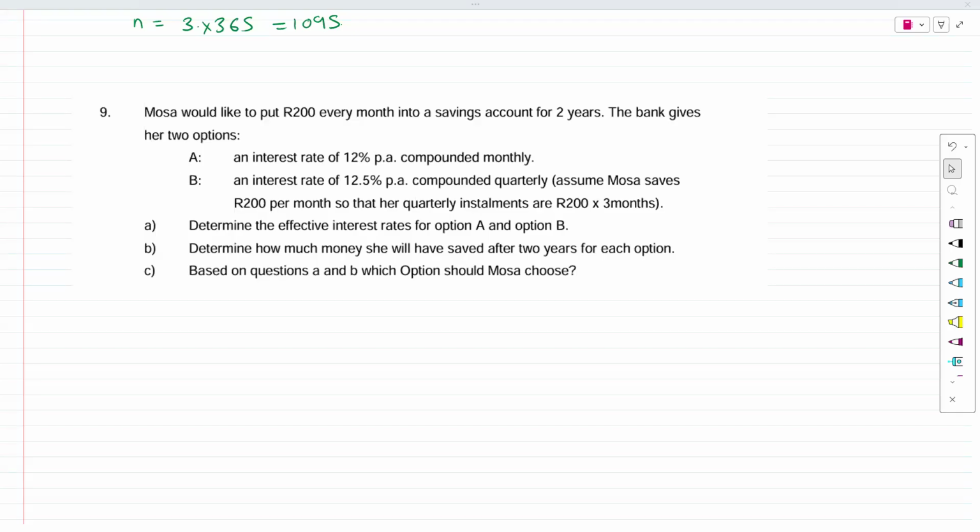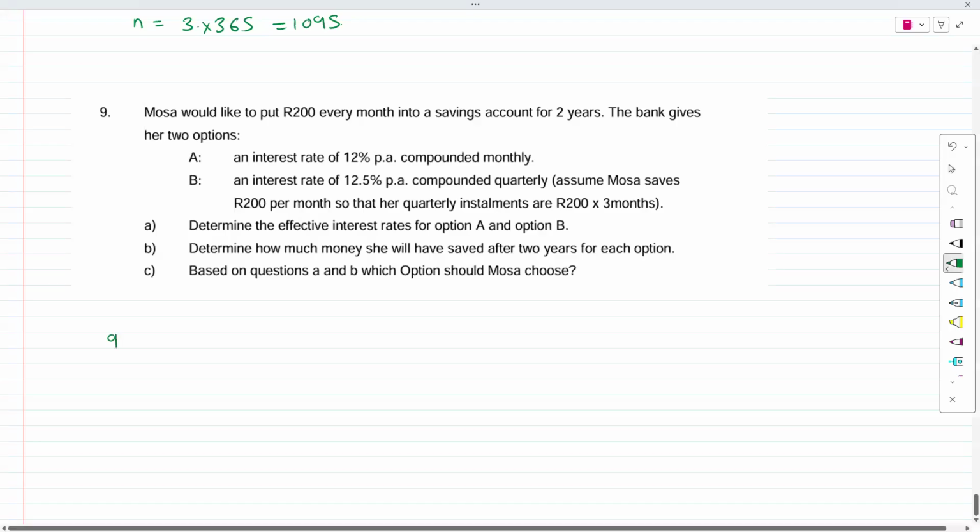Okay, the next question is question 9. Question 9 is generally easy as well. This person would like to put 200 Rand every month into a savings account for 2 years. The bank gives this person 2 options: an interest rate of 12% compounded monthly and an interest rate of 12.5% compounded quarterly. Assume this person saves 200 Rand per month, so that her quarterly installments would be 200 times 3. So basically 600 Rand per quarter. Okay, determine the effective interest of option A and option B.